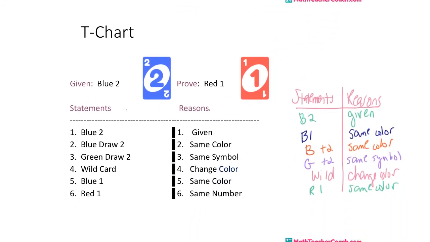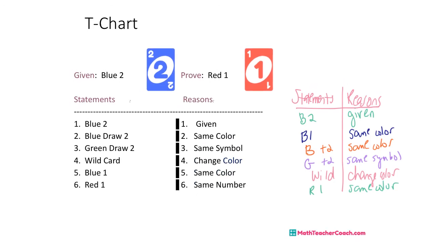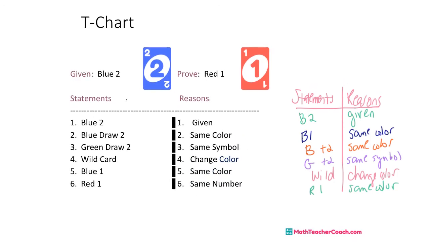All right. So let's put my proof and the one that's given with the PDF here. Let's compare them. So their first statement is blue 2 given. It's my first statement as well. Then their next one is blue draw 2 because it's the same color. Well, that's not what I did. Then they used the green draw 2. Well, that's not what I did. Third, then wild, that's not what I did. And then they ended up with blue 1 and then red 1.